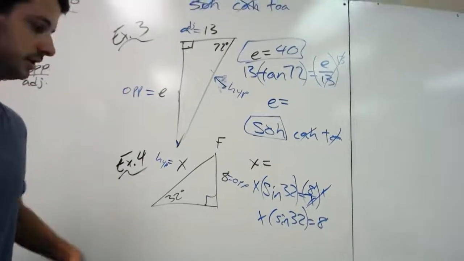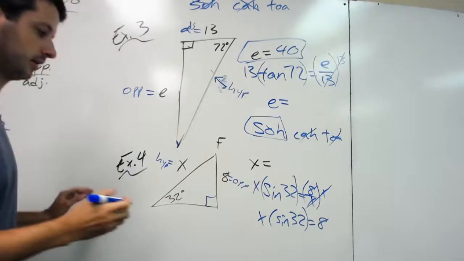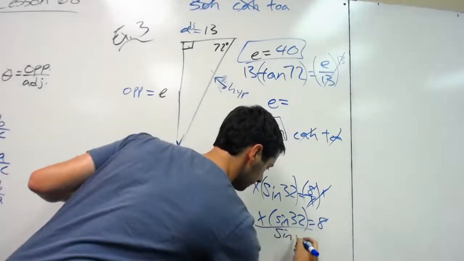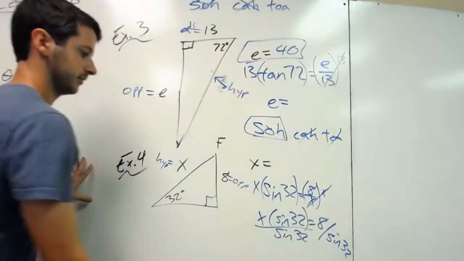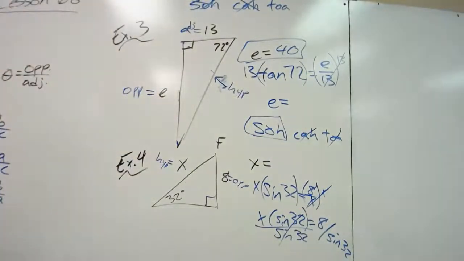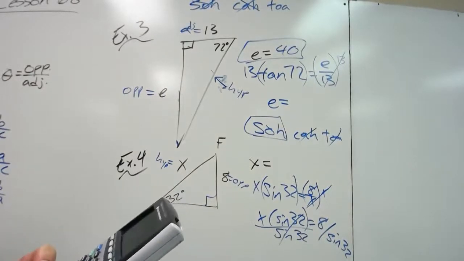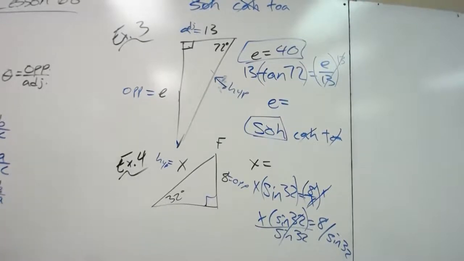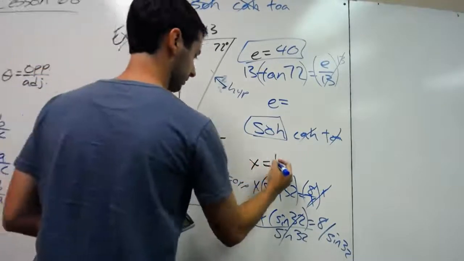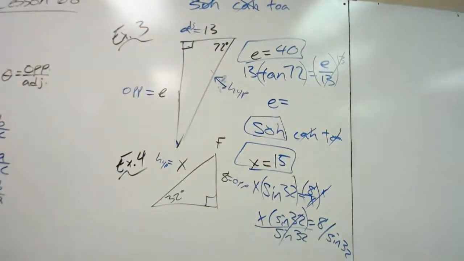So watch what I do here. Since these are being multiplied, it's x times sine of 32. I can divide sine of 32 on both sides. So now I put in my calculator, I'm just going to read you what I put in, 8 divided by sine 32. That's literally what I put in. And I get 15.1 basically. I'm just going to round it to 15. So x would be 15.